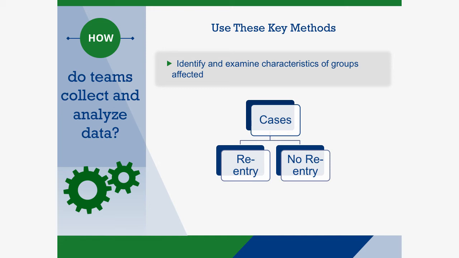The goal is to get as specific as possible about the population affected by the problem. For example, if you want to understand which children are most impacted by reentry, you could start with the entire population for whom reentry is possible, all children who reunify, for example. Then you can compare the children who do reenter with those that do not.